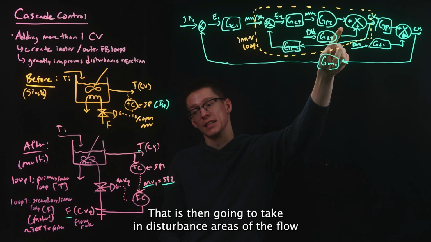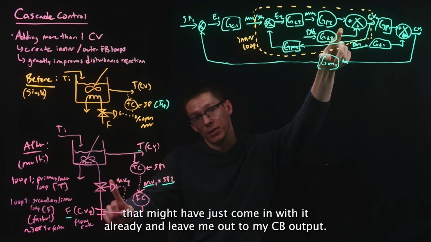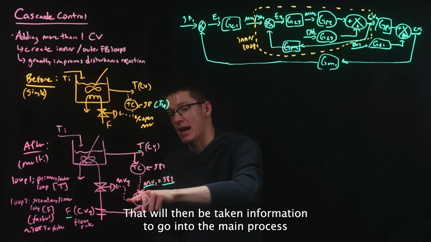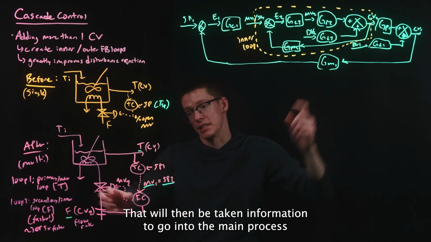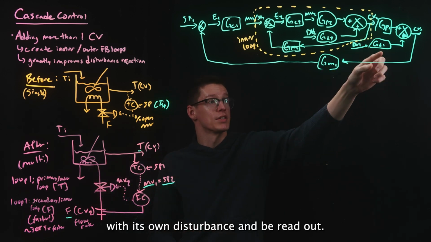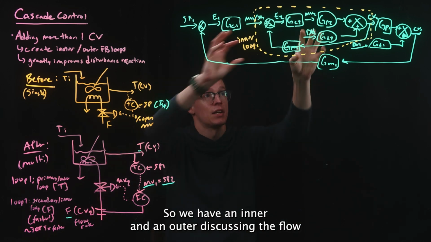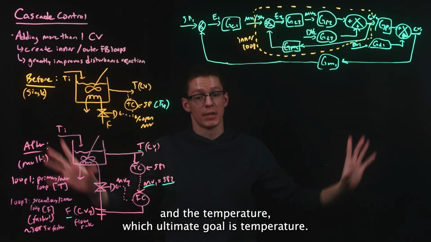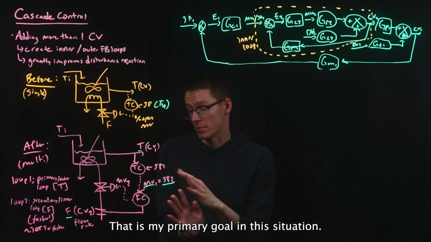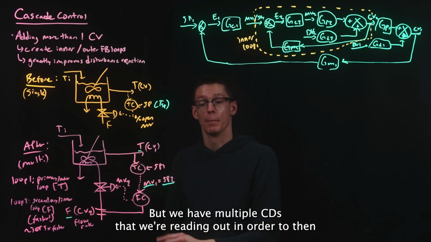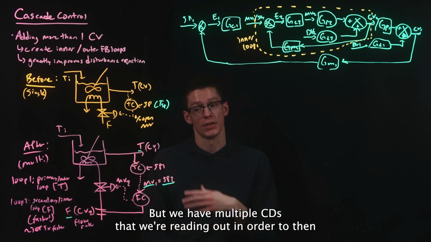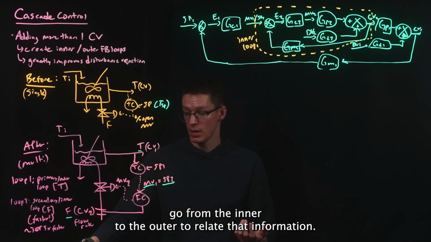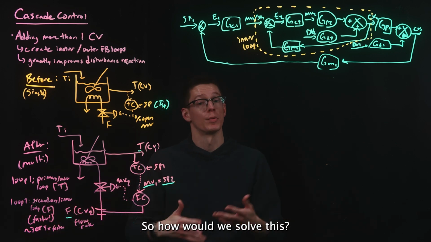That is then going to take in disturbance errors of the flow that might have just come in with it already and lead me out to my CV output. That will then be taken in as information to go into the main process with its own disturbance and be read out. So we have an inner and an outer discussing the flow and the temperature, which ultimate goal is temperature. That is my primary goal in this situation. But we have multiple CVs that we're reading out in order to then go from the inner to the outer to relate that information.